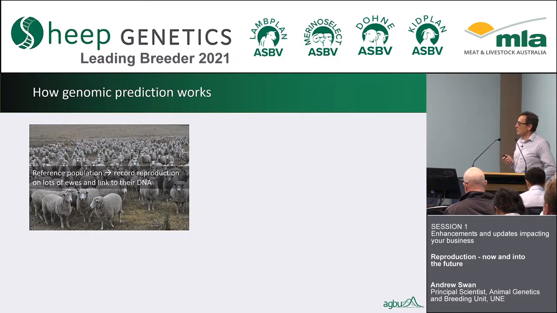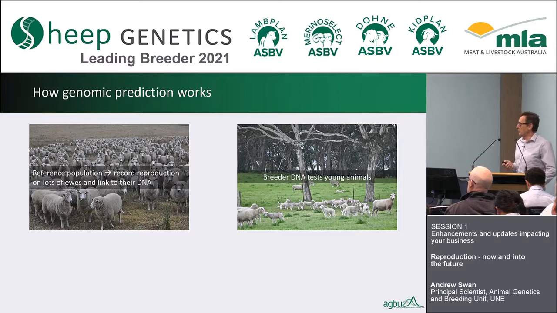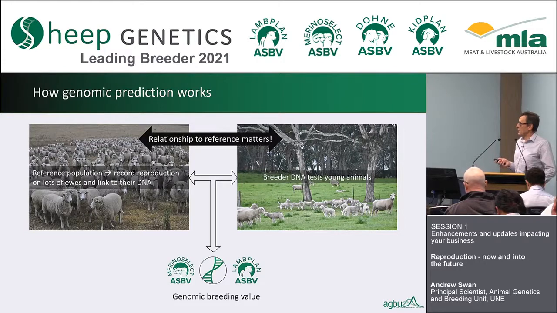So how genomic prediction works, and there's a session on this afterwards, is through a reference population. We need to set up reference populations and record reproduction on lots of ewes, and also genotype them so that we can establish a relationship between DNA and phenotype. And then when breeders DNA test their young animals, they can use that relationship to the reference to derive a genomic prediction. And it's not just genomics though, it uses all information to calculate a genomic breeding value to drive selection.